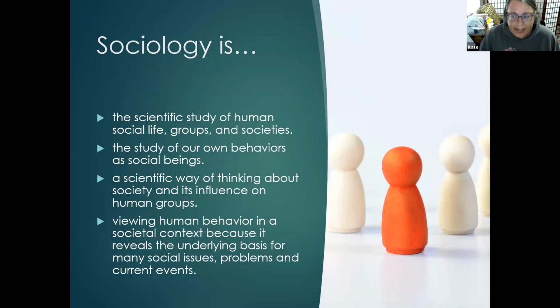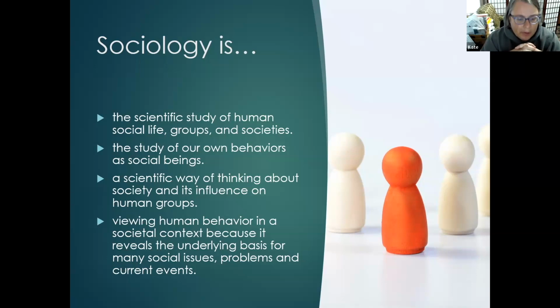So we can study things psychologically, sociologically, economically. There's a lot of different ways we can look at a specific concept. So sociology is a scientific way of thinking about society and its influence on human groups. We use a scientific method. And I'm sure you're all somewhat familiar with the scientific method. And a lot of times people will say, oh, sociology isn't real science because it's not a hard science. But we do use the scientific method, and we use it to apply to society and its influence on groups.